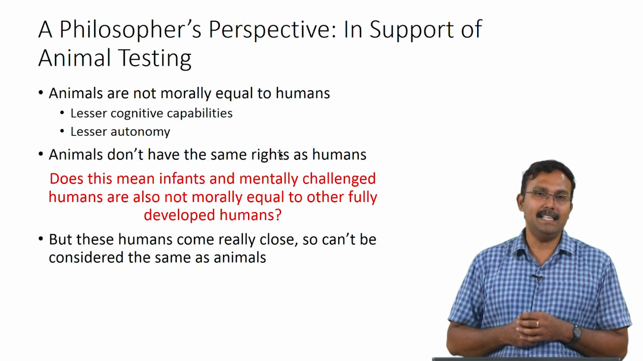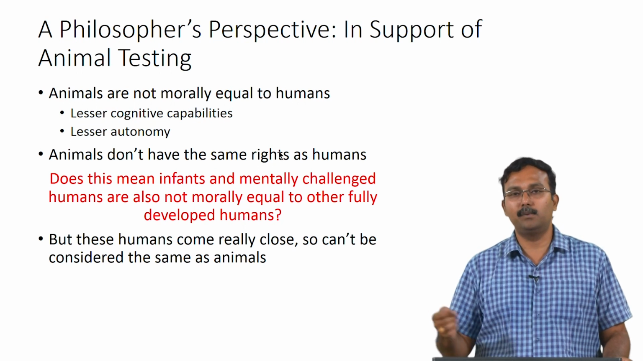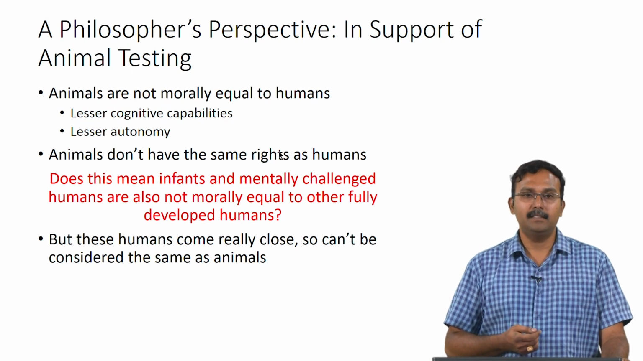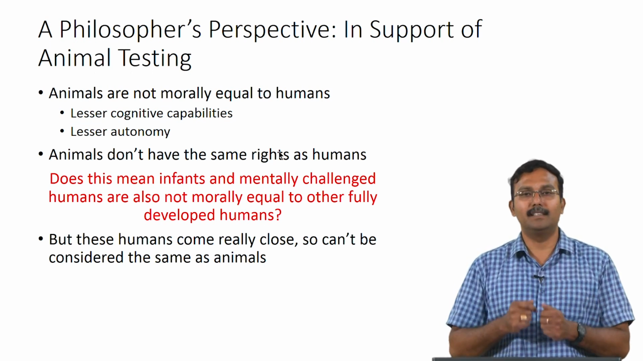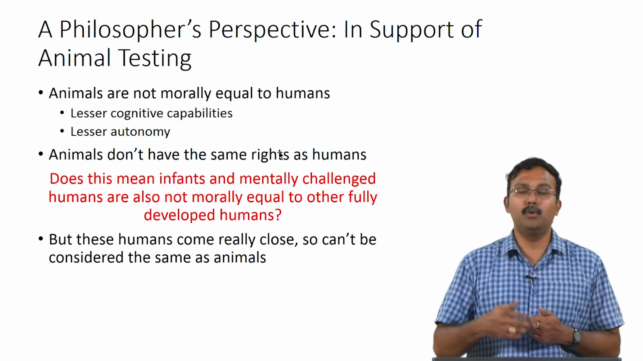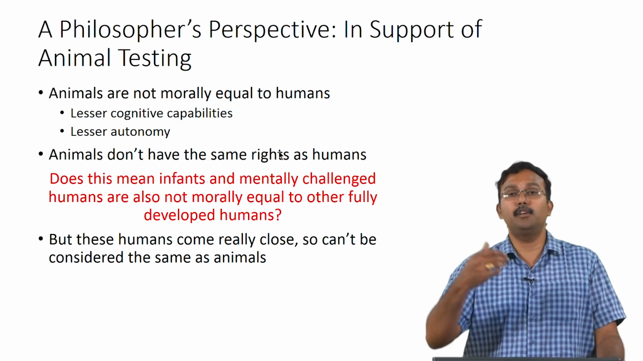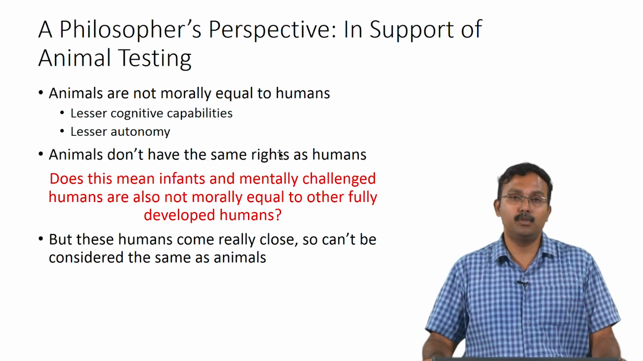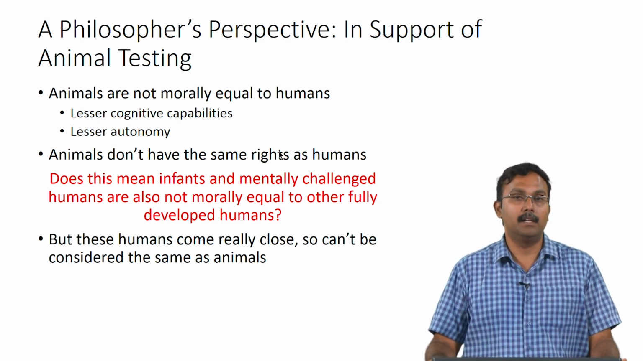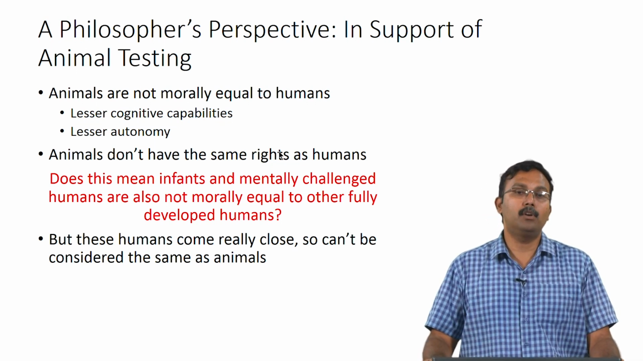However, by applying these rules, you can also say that infants and mentally challenged humans are also not morally equal to other fully developed humans. Would this be an acceptable thing? So, then you have to find a compromise and basically say that these are humans who come really close to a fully developed human. So, they can't be considered the same as animals, or they either have the potential to be fully developed humans or they are very close to fully developed humans. So, either way we cannot fully say that they are equivalent to an animal. So, these are the philosophical arguments which can be placed in support of animal research.